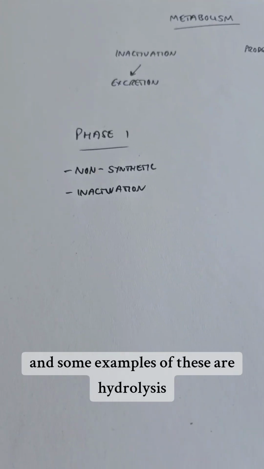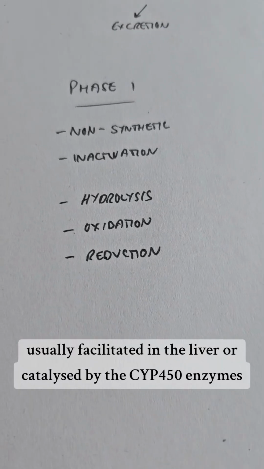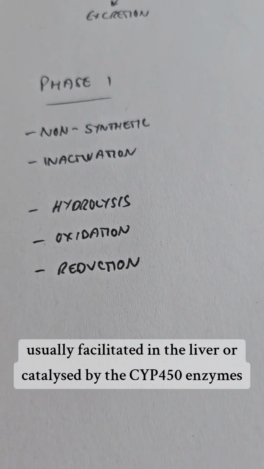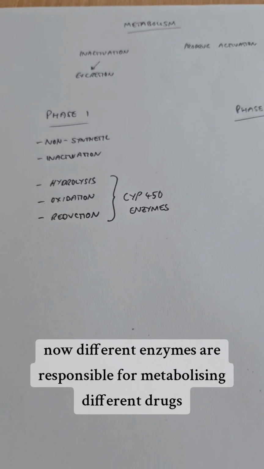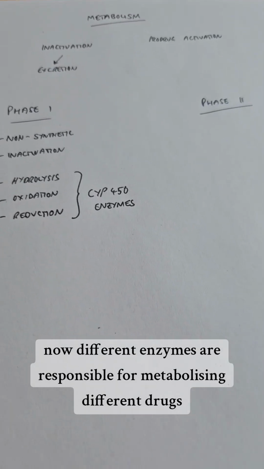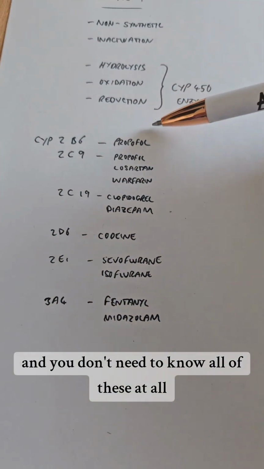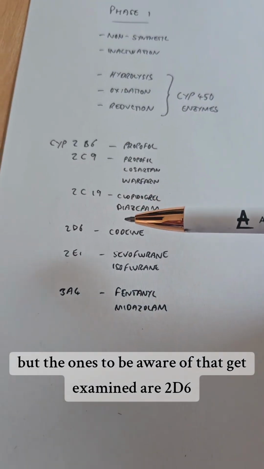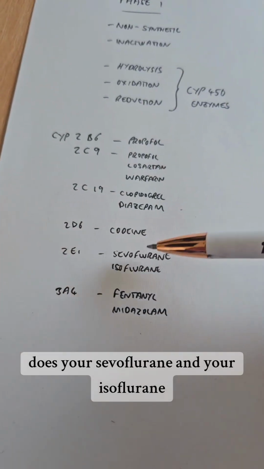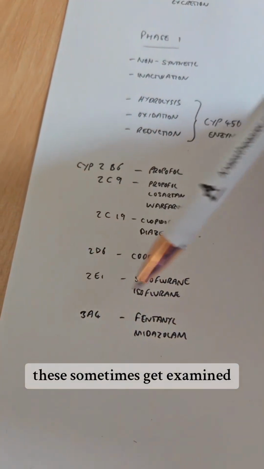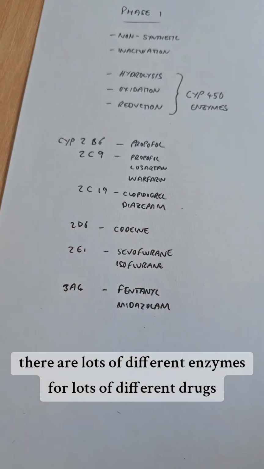And some examples of these are hydrolysis, oxidation, and reduction, usually facilitated in the liver or catalyzed by the CYP450 enzymes. Now, different enzymes are responsible for metabolizing different drugs, and you can see some examples here. There are way more than this, and you don't need to know all of these at all, but the ones to be aware of that get examined are 2D6 does codeine, 2E1 does your sevoflurane and your isoflurane. These sometimes get examined, the vast majority don't, but it's just to be aware there are lots of different enzymes for lots of different drugs.